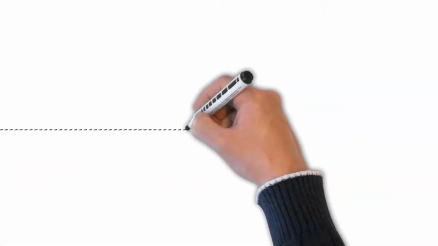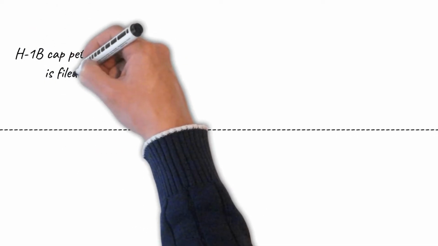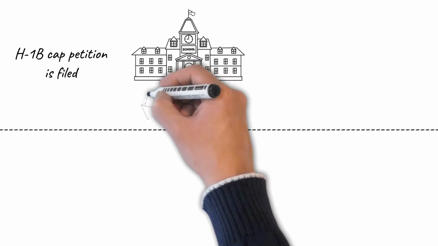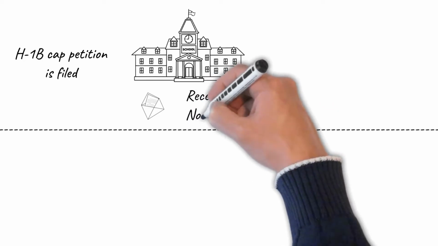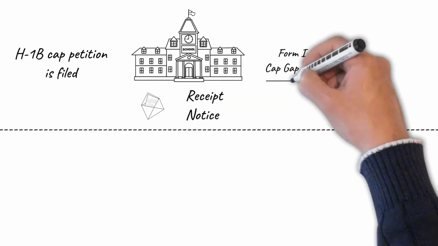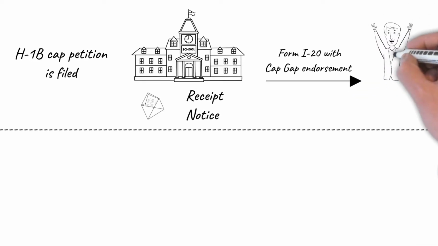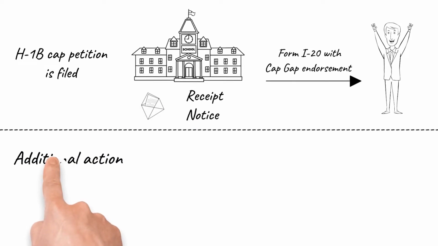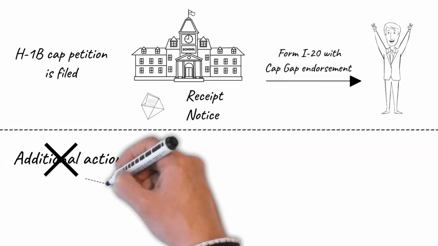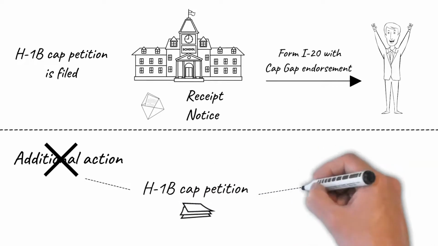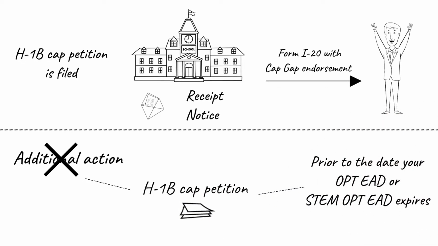Once your H-1B CAP petition is filed, you would provide your school with the receipt notice. They can then issue you an updated Form I-20 with CAP/GAP endorsement through September 30th. You will receive an additional EAD card, but proof of CAP/GAP comes from the new updated Form I-20 with CAP/GAP endorsement from your school. You do not need to take any additional action to be granted CAP/GAP. However, to become eligible for CAP/GAP, the H-1B CAP petition for you must be filed requesting a change of status, and it must be filed prior to the date your OPT EAD or STEM OPT EAD expires.